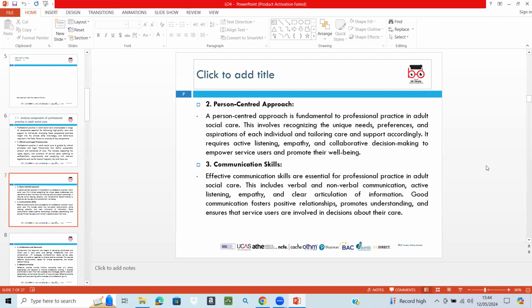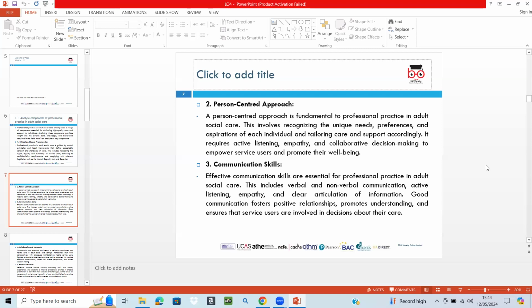So in this slide, we have to discuss the person-centered approach and communication skills. A person-centered approach is the foundation of professional practice in adult social care, emphasizing the importance of recognizing the individuality, and we treat every individual as an individual, and we look for their identity as well, and the individuality and unique needs of each service user. By adopting this approach, practitioners can create tailored care plans that respect the preferences, values, and autonomy of individuals, promoting a sense of empowerment and well-being.